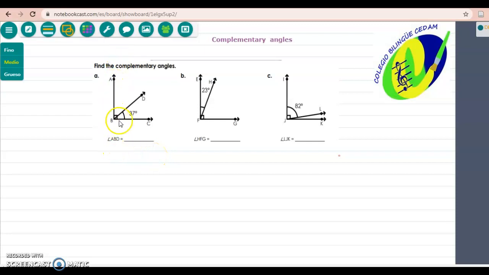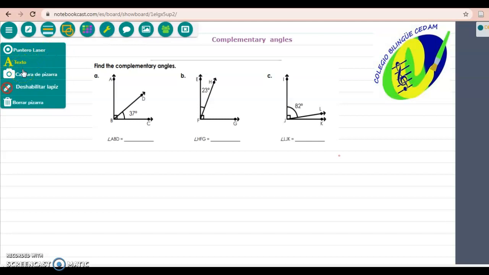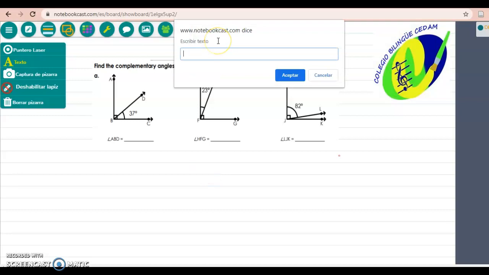Now, here we have the first example, exercise 8. First of all, we have to know that a right angle has a measure of 90 degrees. What we're going to do, guys, is easy. We're going to subtract 90 minus 37. 90 because that is the measure of a right angle, and 37 because that is the value that we have in here.